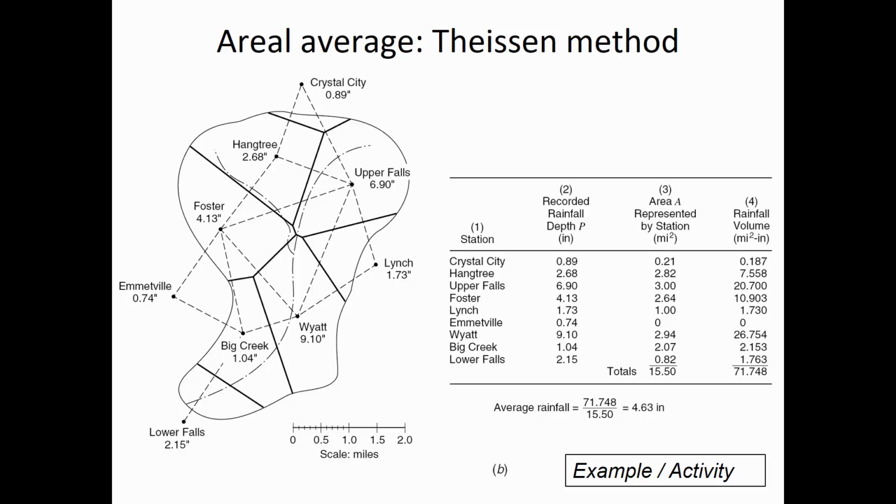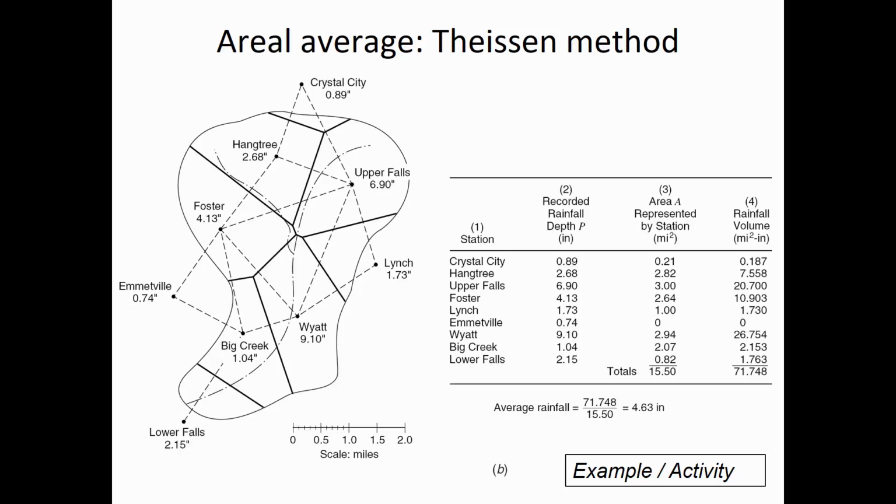So Hangtree versus Upper Falls, that line is just even between them, and so that when we do enough of them, here's the one between Foster and Hangtree, then all of the area inside of that boundary would be assigned the precipitation amount associated with the gauge inside of it. And so Hangtree, we'd measure this area, and you'd multiply the area of that station by the intensity or the depth at that station and come up with a weighted average according to the Thiessen method in that way.